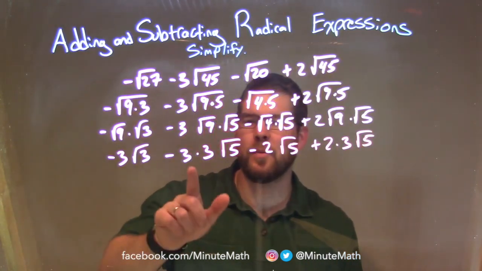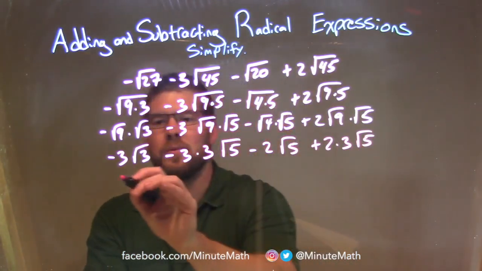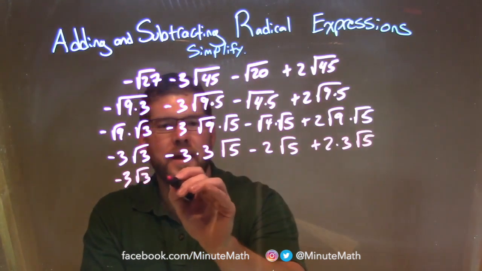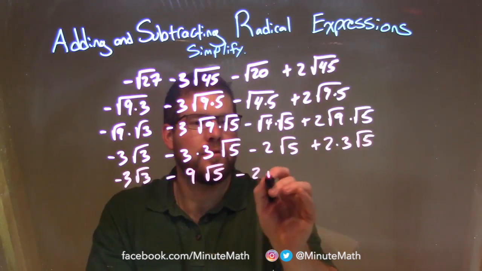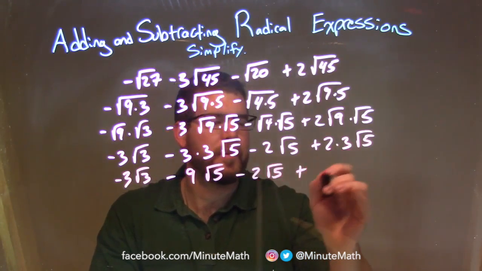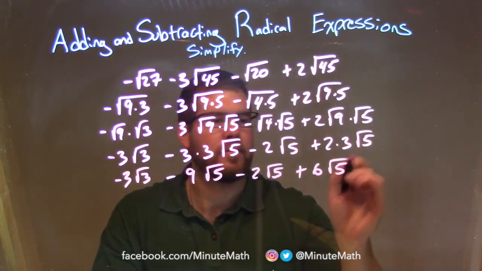So now let's simplify a little bit more, the 3 times 3 and the 2 times 3. So we have negative 3 square root of 3, let's just bring that down. 3 times 3 is 9, so we have minus 9 square root of 5 here, minus 2 square root of 5, plus 2 times 3 is 6, square root of 5.